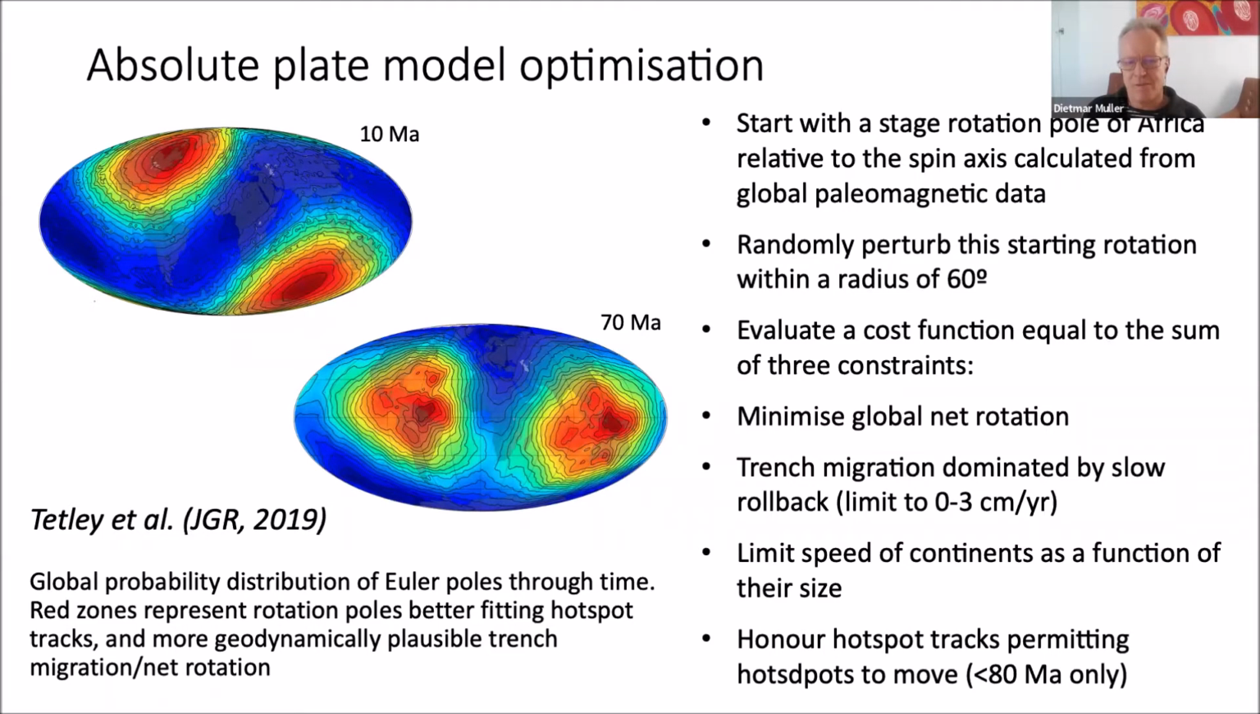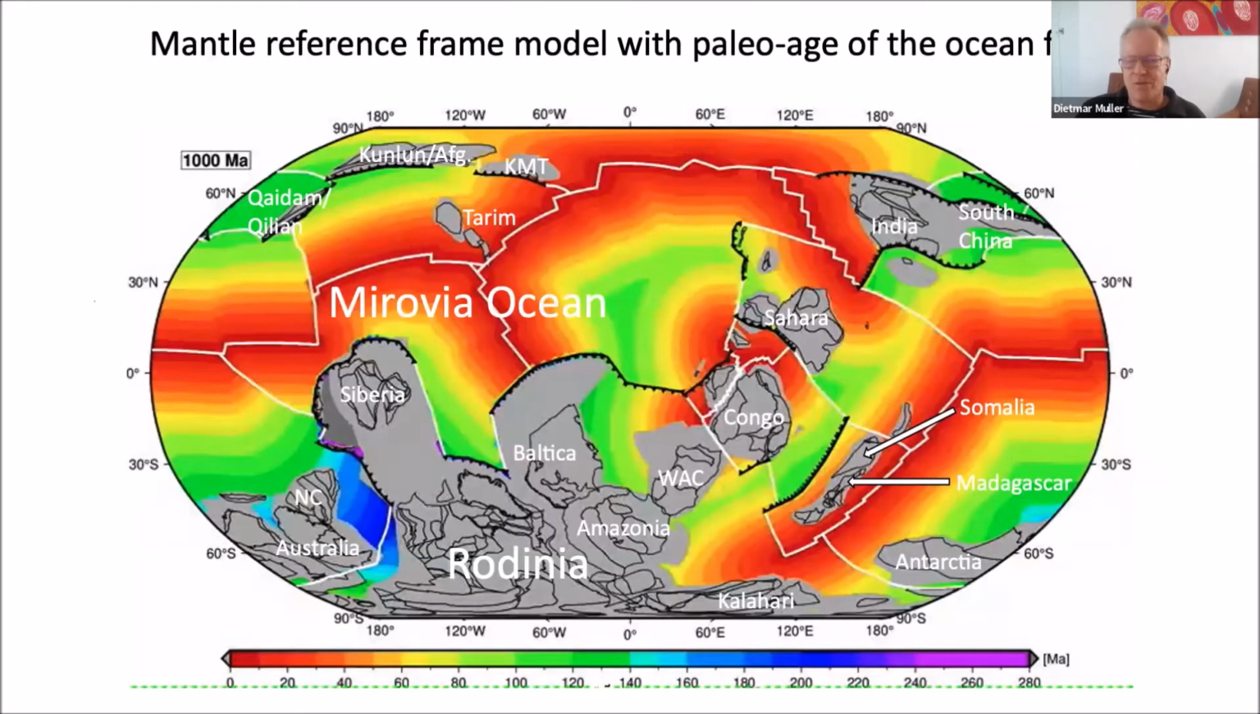And for relatively young times, less than 80 million years ago, we use hotspot tracks, and that we of course want to honor where we have them, but we do allow hotspots to move. And so now I'm going to show you, without going any further into the details of this methodology, what actually comes out if we do this back through time. And so this is now a view of 1 billion years ago, which is quite different from the view that you're used to in paleomagnetically constrained reconstructions, because this is a reconstruction in a mantle reference frame, right?